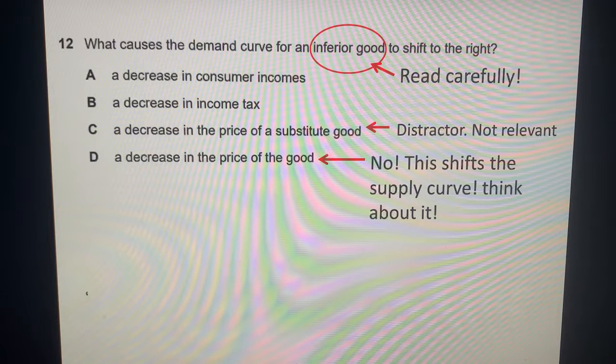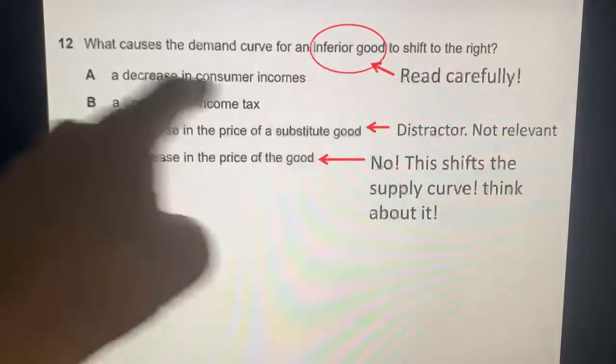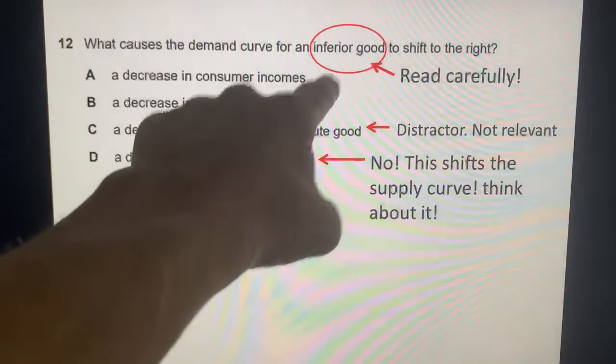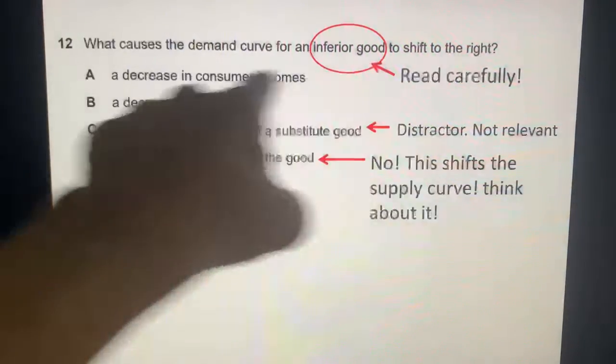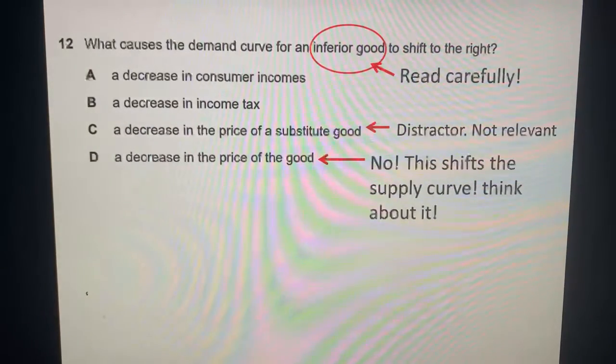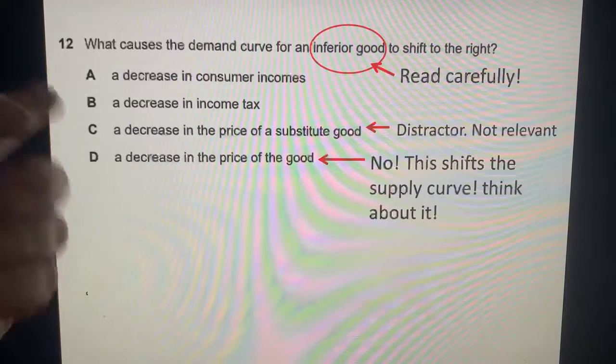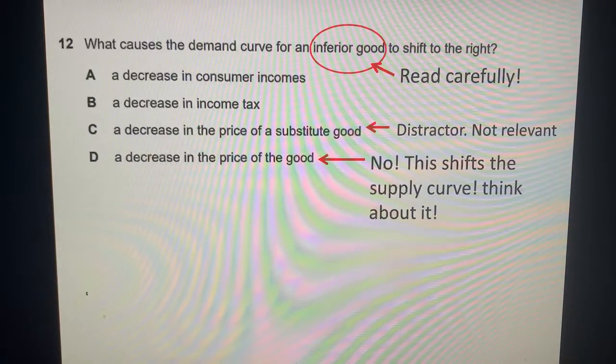It's something you buy more of when you have less money. So what causes the demand for an inferior good? A decrease in consumer incomes causes demand to shift to the right. Probably A is the answer. But I'm going to look at B, C, and D.